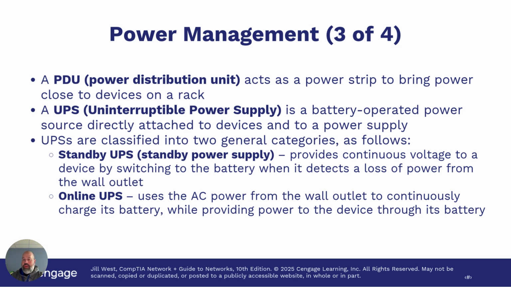A PDU, a power distribution unit, acts as a fancy power strip, bringing power close to rack devices. A UPS, an uninterruptible power supply, is a battery-operated power source directly attached to these devices. UPSs come in two types. You've got standby UPS, which switches to battery. When it detects power loss, there's a tiny gap during the switch. Online UPS uses AC power to continuously charge its battery while providing power through that battery, which provides no gap.